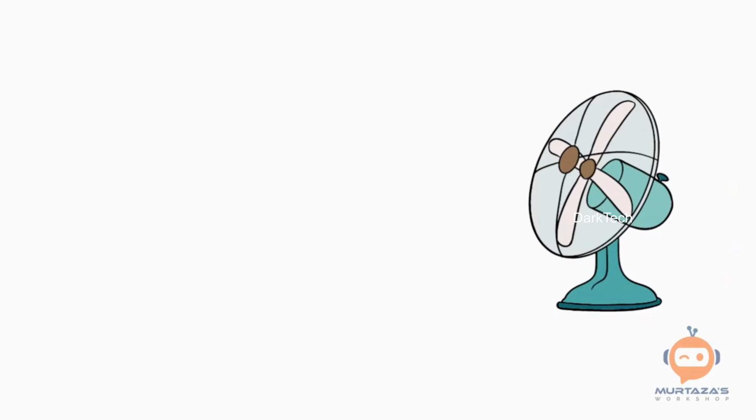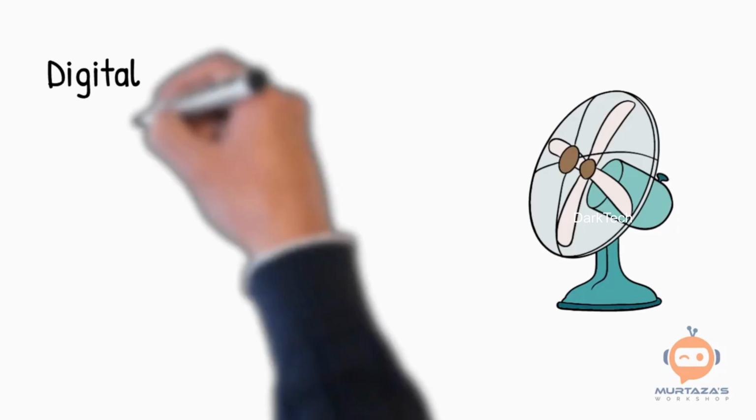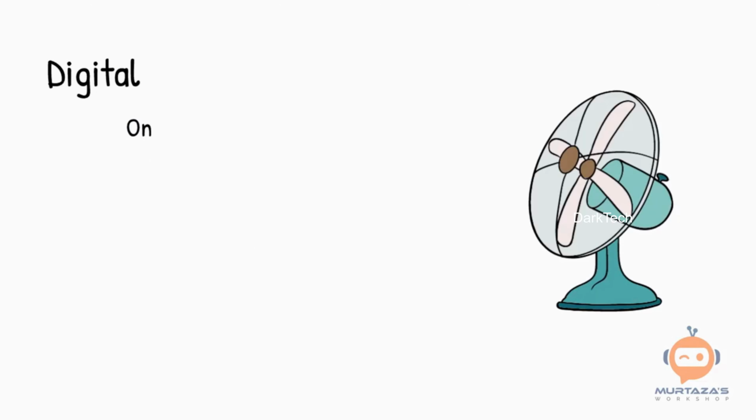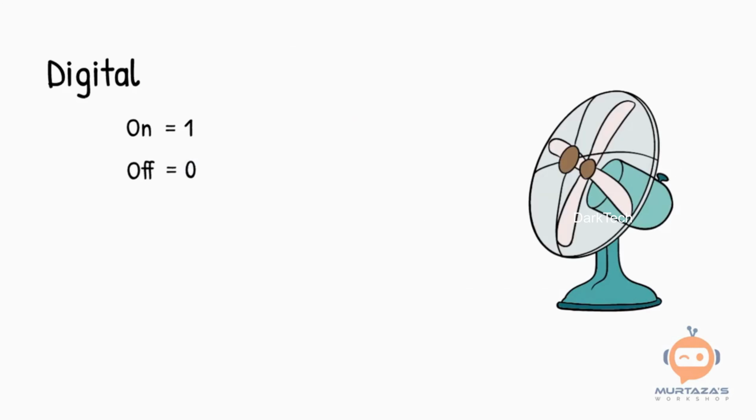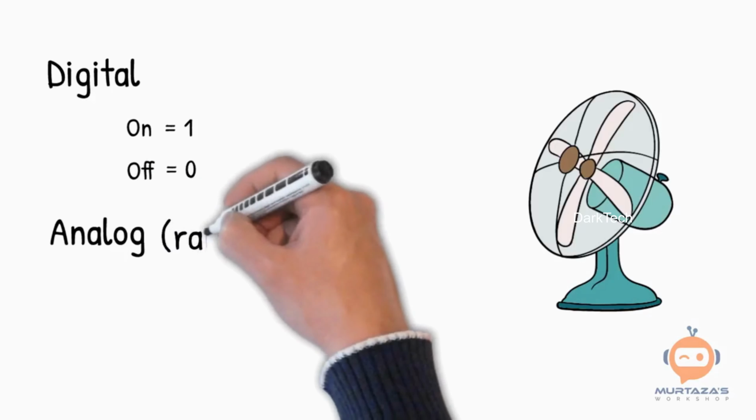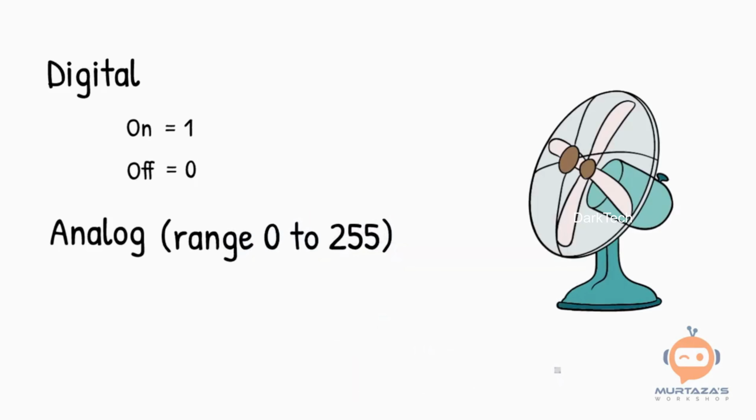If we control the fan digitally, we have the option of turning it on and turning it off, where on would mean 1 and off would mean 0. If we control the fan with analog signal, this would mean we have a range of values. Therefore, we can now control the speed of the fan rather than just on and off. For example, the range is from 0 to 255.